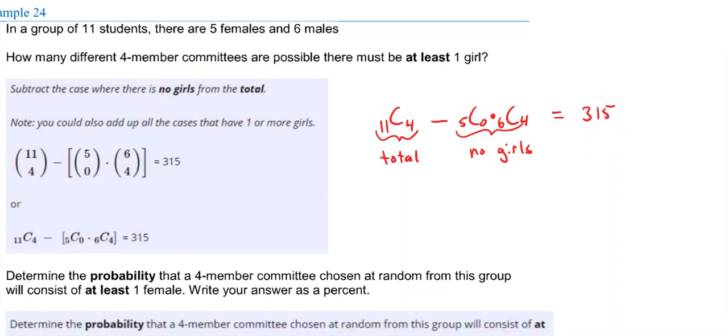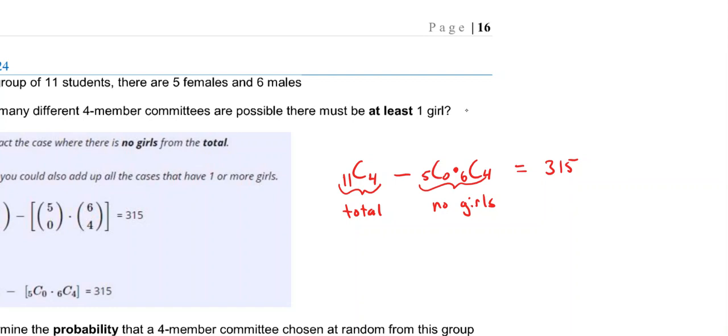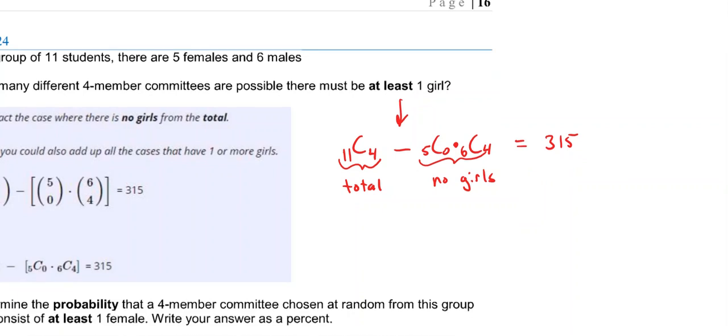Instead, the other thing we could have done is add up all the situations, if you really wanted to, that's fine. You could have said, okay, of 5 girls, we're going to choose 1. And then of the 6 boys, we're going to choose 3. And then add that to, of the 5 girls, we're going to choose 2, multiplied by, of the 6 boys, we're going to choose 2. And keep on going until you get all the situations with at least 1 girl. I just did it with the indirect method because it's a little bit quicker and easier if you get used to it. So, all right, so that's it.